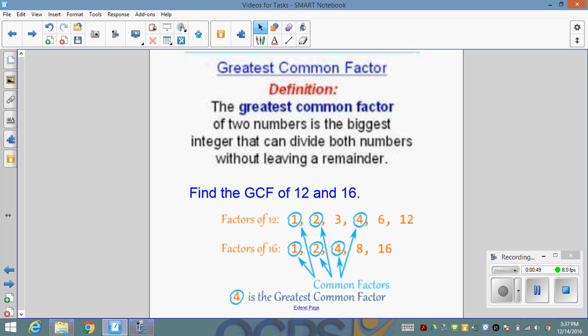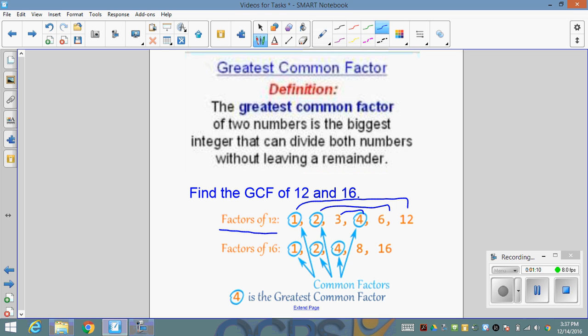This is what our problems will look like, and you don't need to write down this example. I just wanted to start with one that was already worked. Finding the greatest common factor of 12 and 16. The first thing we do is list our factors of 12. Remember, those are the numbers that multiply to 12, and they always come in pairs: 1 and 12, 2 and 6, 3 and 4. And then factors of 16: 1 and 16, 2 and 8, 4 and 4, since 16 is a perfect square.